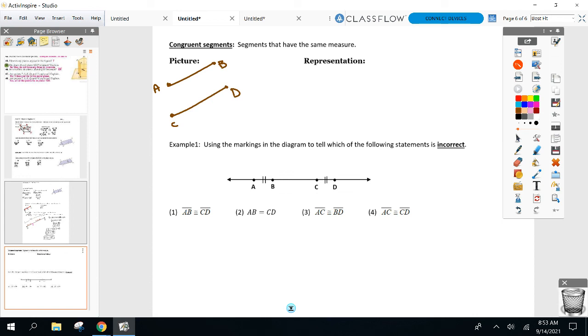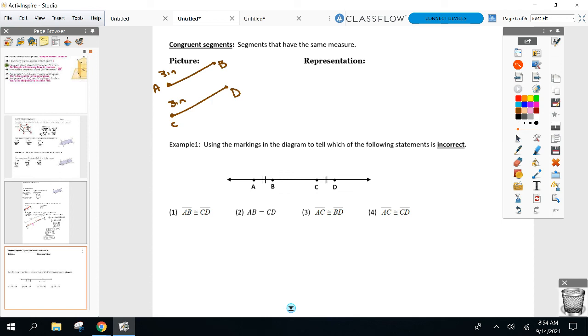The only way you would know if they're the same measure is if I told you how long they were. So if I told you AB is 3 inches and this is 3 inches, you'd say they're the same length, which makes them, what's our new vocab word here? Congruent. That's the only way you would know. But I hate to break it to you, I'm almost never going to tell you how long line segments are.